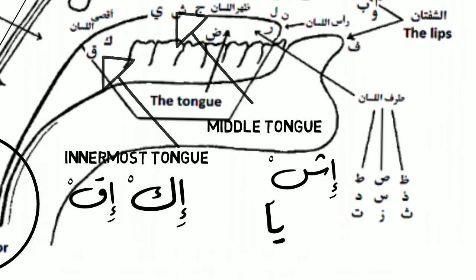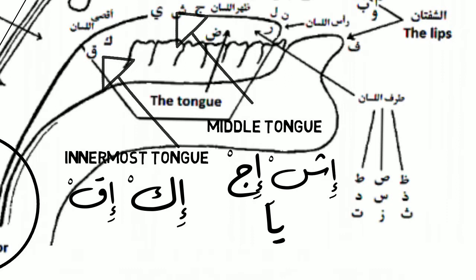And then ya. Do not confuse it with the vowel sound. We're talking about the Y sound. You know, Y. Ya, ya, ya. Again, the whole tongue. The tongue is the one that's controlling the movement. And then jim.